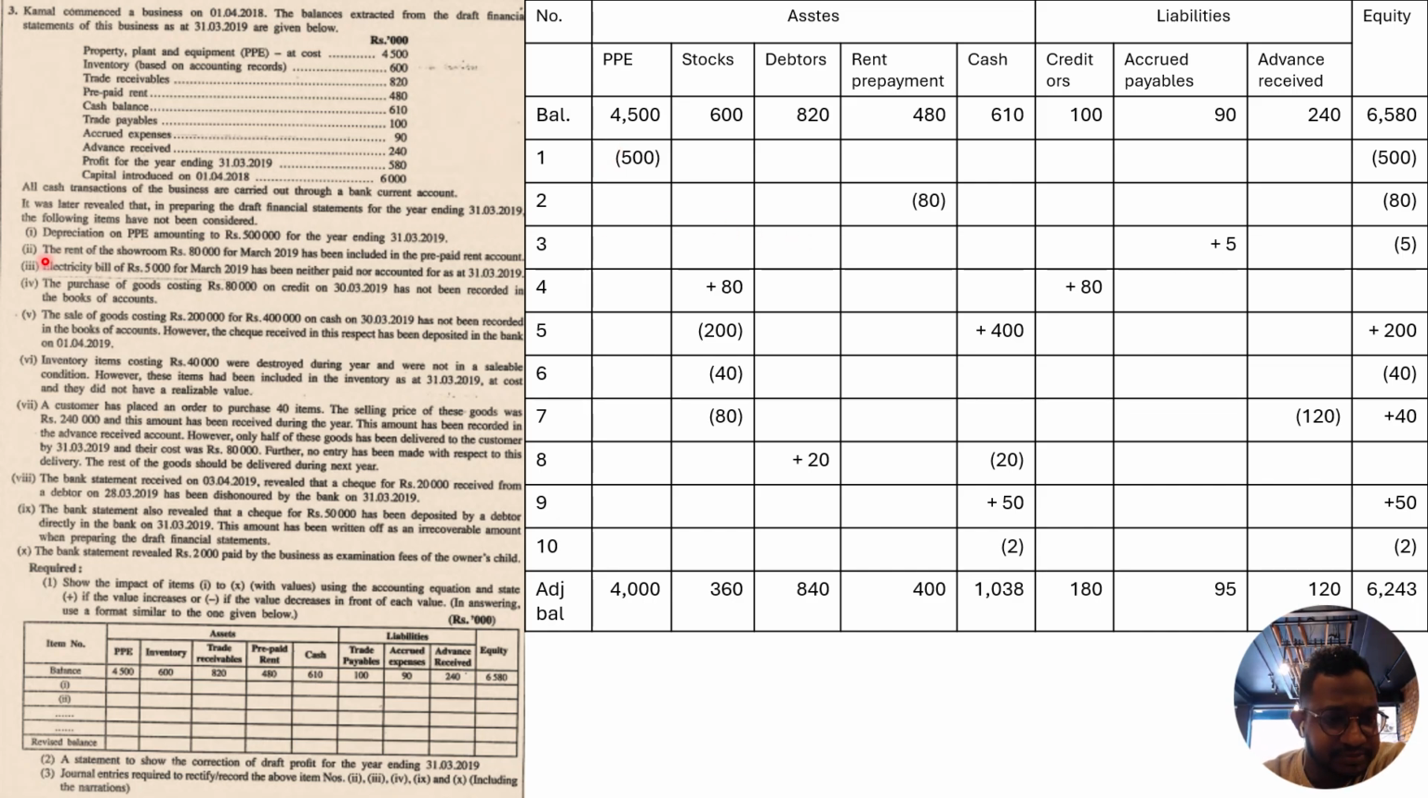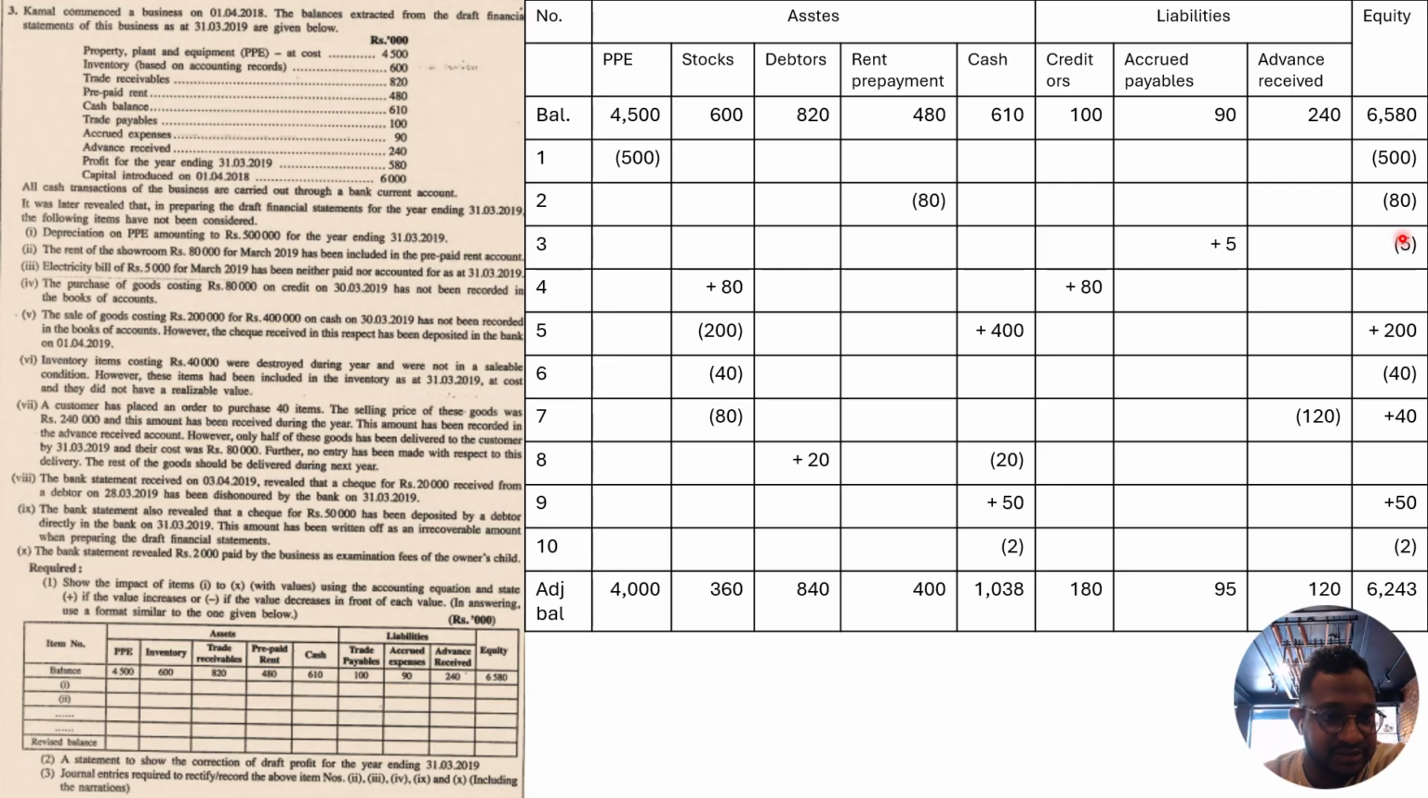So first thing, depreciation of property, plant and equipment amounting to 500,000, and that was omitted. So that 500,000 you have to deduct from property, plant and equipment, and also it is an expense. So your equity should decrease by 500. And the second one is the rent of the showroom of 80,000 for March 2019 has been included in the prepaid rent account. If it is March, that amount is relevant for this year, right? So from the rent prepayment you have to deduct that, and that should convert to an expense. So your equity should decrease 80,000 as well.